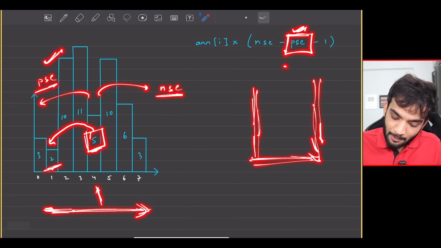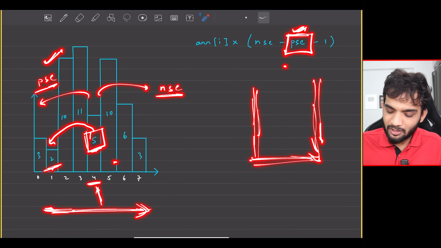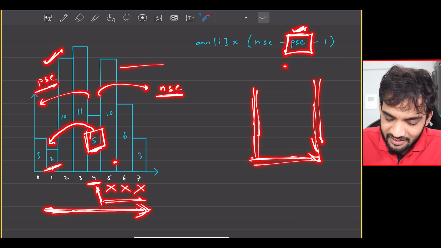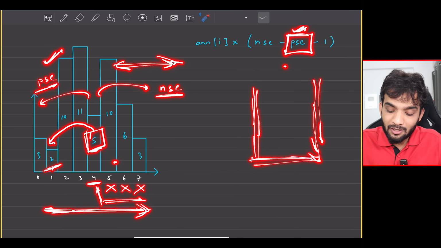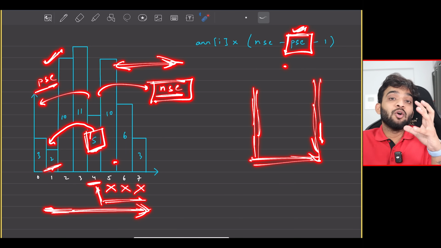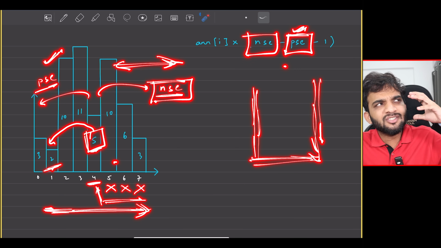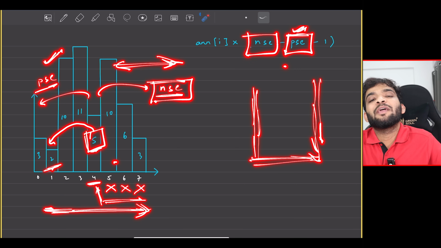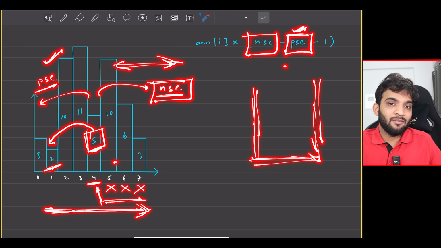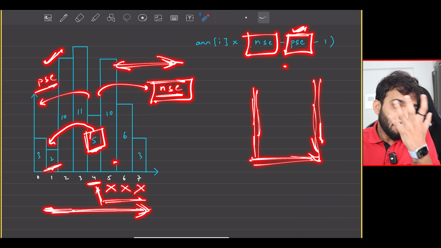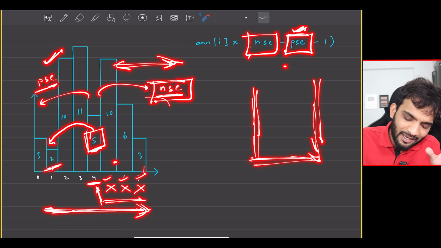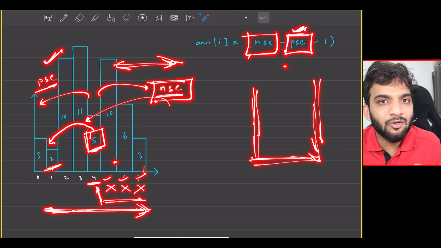But the problem is, because I'm at this particular index, I haven't visited the right part. If I haven't visited the right part, there is no way I'll know who is the next smaller element, because I haven't gone to them. How will I know who is the NSE? This is the problem that I'll have to solve. So the intuition is, somehow I should have gone to them. Then while coming back, that's when I do the trick.